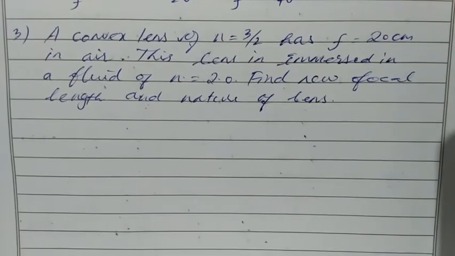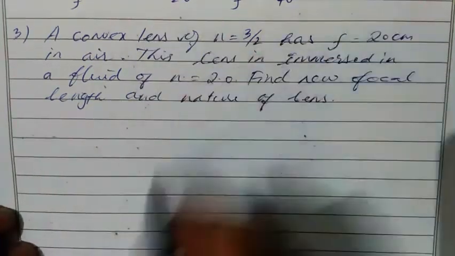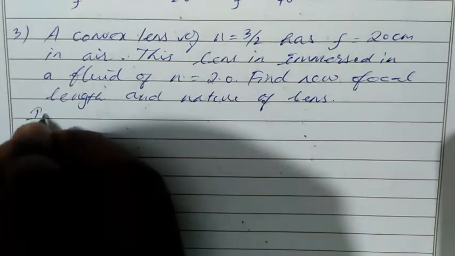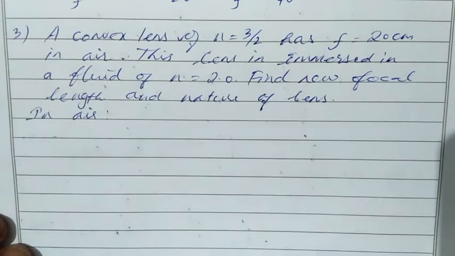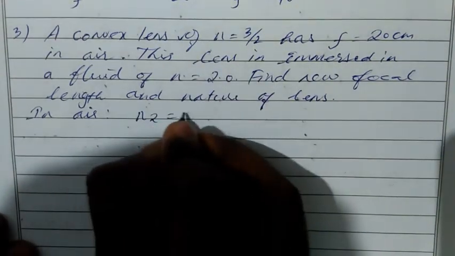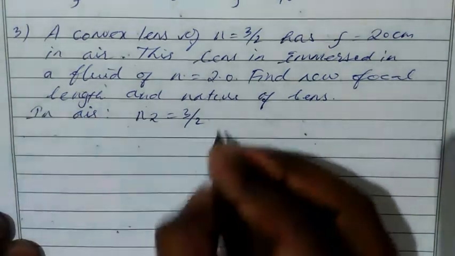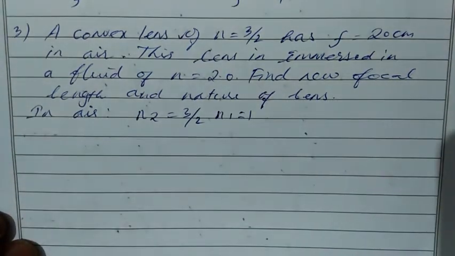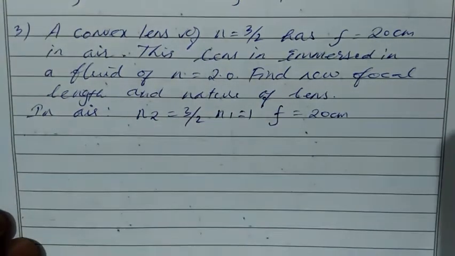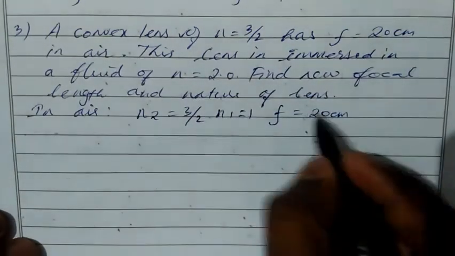A convex lens of refractive index 3 by 2 has focal length 20 centimeter in air. So we have a convex lens which is present in air. We have some data for that convex lens. We can write the given data in air, which have refractive index 3 by 2. So it must be N2, N2 is 3 by 2. It is given air, then we know the N1 also. And focal length also given, F equal to 20 centimeter. For convex lens, we have focal length on the right side, so it must be plus 20.